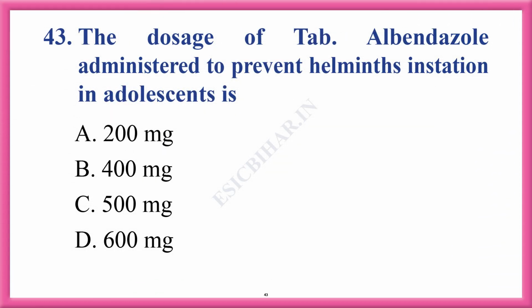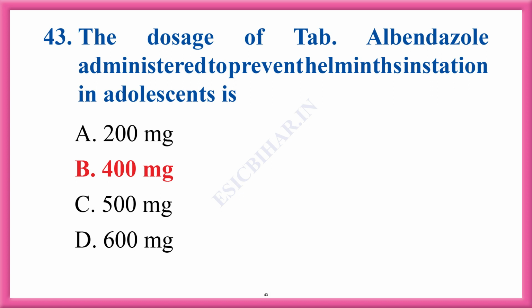Question 43. The dosage of tablet albendazole administered to prevent helminthic infestation in adolescents is: A. 200 mg, B. 400 mg, C. 500 mg, D. 600 mg. And the answer is B. 400 mg.